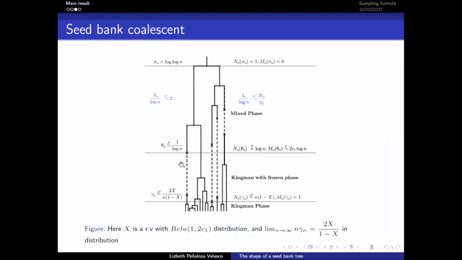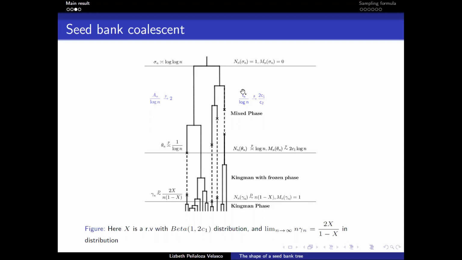And if you observe, before this time, we only have coalescence or deactivation. That is the reason that we call this the Kingman with frozen phase. So we know that the total length of the Kingman with frozen coalescent over log n converges in probability to 2. That is the intuition that the active length over log n converges in probability to 2. Because if you observe at this time theta n, we have lost n minus log n plants.